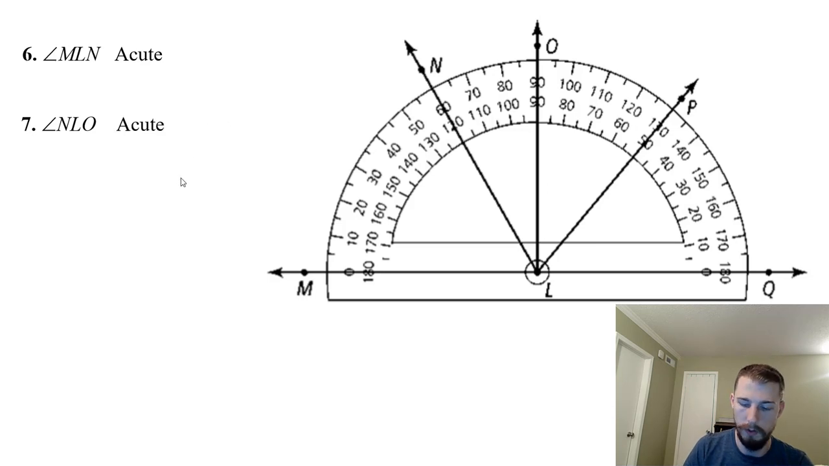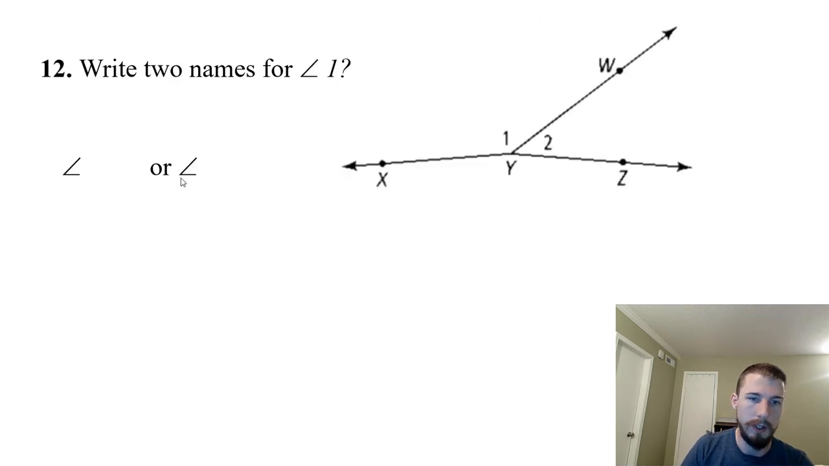Very good. Number 12 wants us to write two other names for angle 1. So 1 is labeled here, so we're talking about this angle going from X to the vertex Y to W. So we could either call it XYW or WYX. Just like with a segment or a line, the order in which we label them does not matter. It's only with rays that it matters because we always start with the endpoint. So you can call this angle XYW or angle WYX. And you can do number 2 on your own following the same pattern.